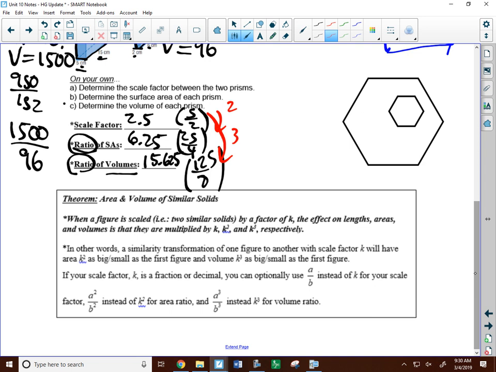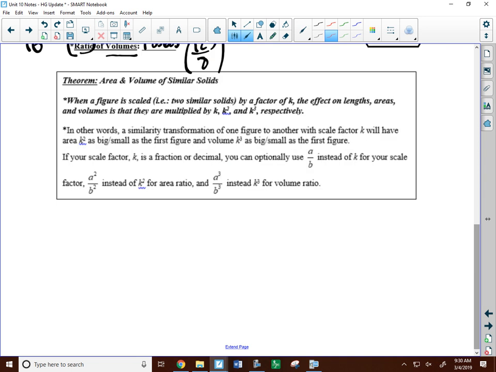when you have two similar figures, so you're scaling one, you scale one by a factor of k. Now, k is what I'm going to refer to as the scale factor. It could be a decimal, like 2.5. You could write it as a fraction, like 1/2. But k is a number, it's a scale factor.